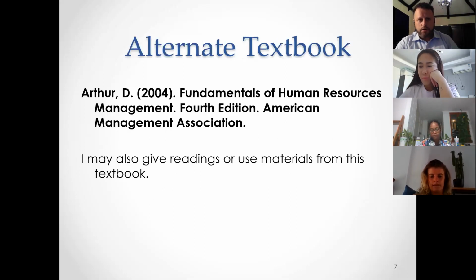Okay, that's this one by, I think her name is Diane Arthur. It's a good book. So this is the one I'd like to use. Everybody clear on that? Good.